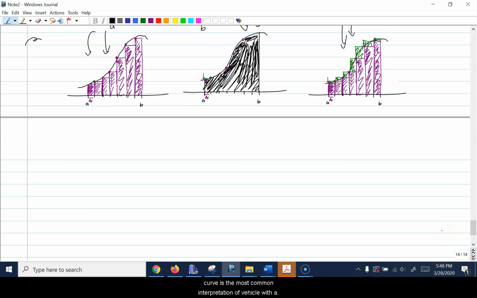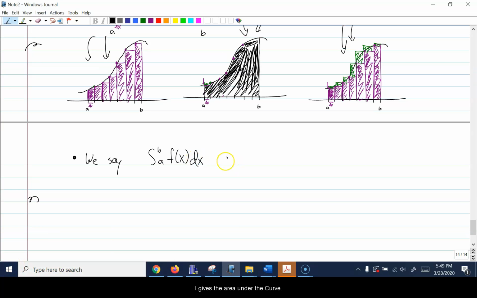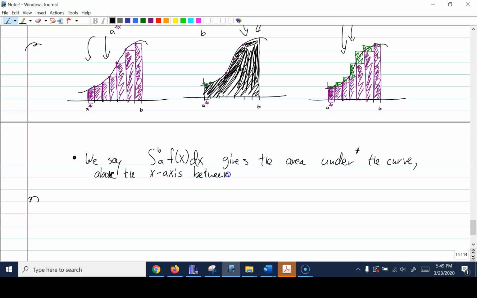This is the most common interpretation of the integral. We say the integral from a to b of f of x dx gives the area under the curve, and above the x-axis, between x equals a and x equals b.